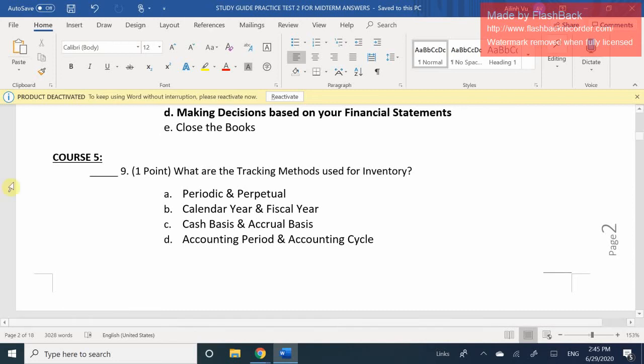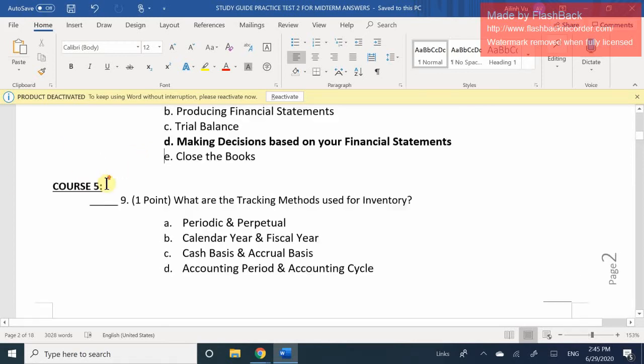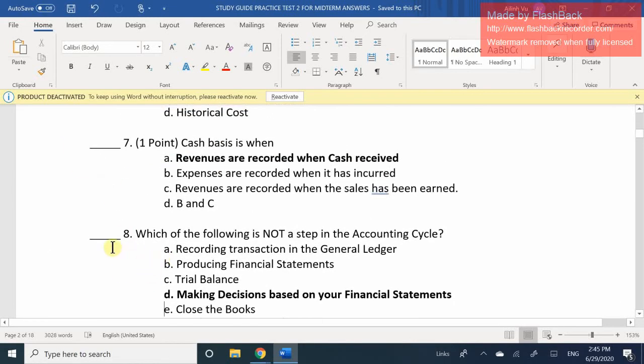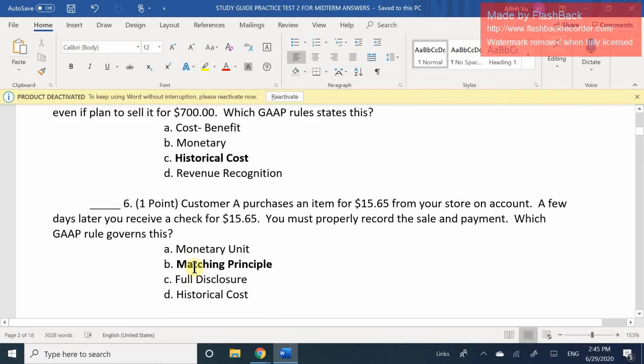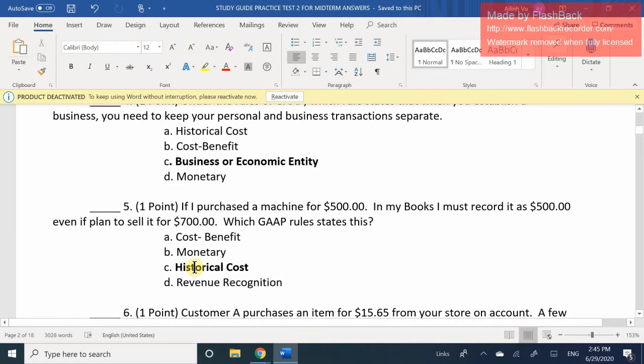Welcome back, guys. So here again, we're going to continue doing our study guide for the midterm exam. We just answered questions 4. So again, chapter 4 revolves around the accounting cycle steps, as well as understanding GAAP and understanding the cash versus accrual basis.